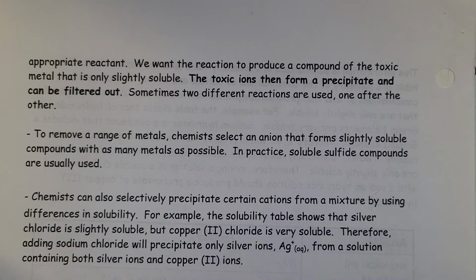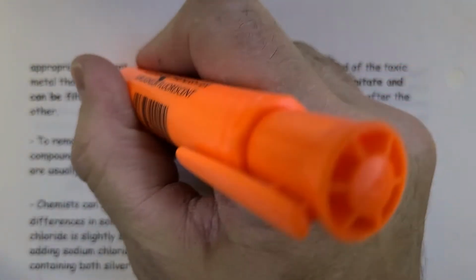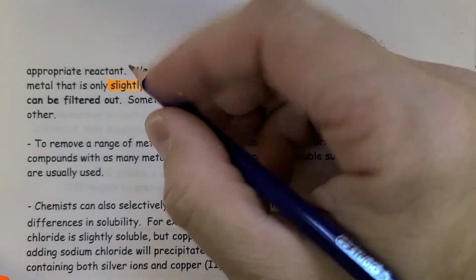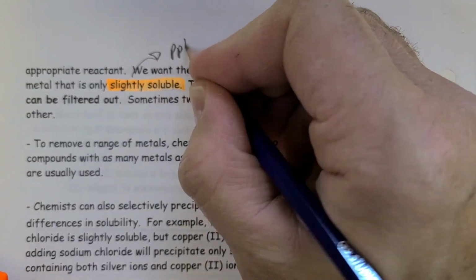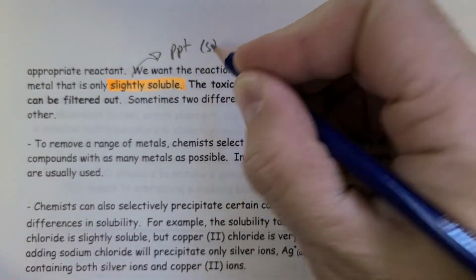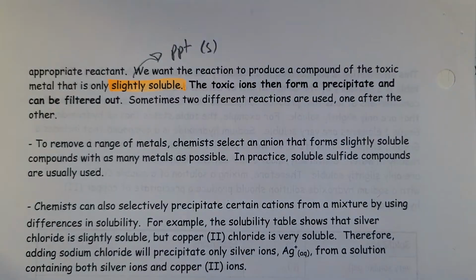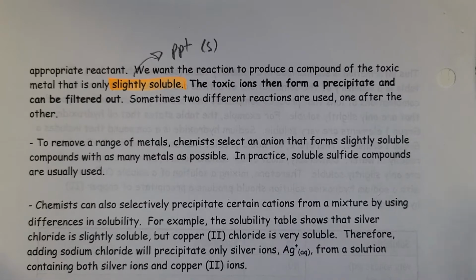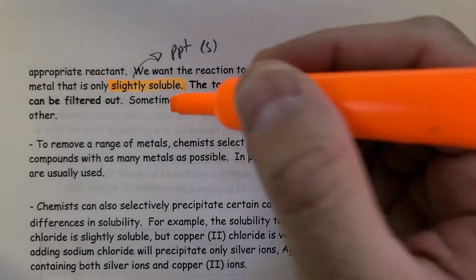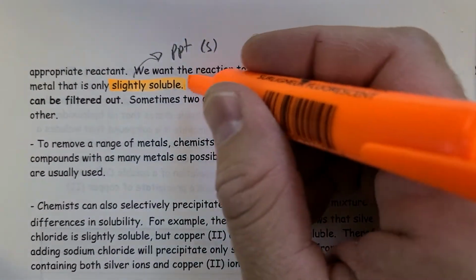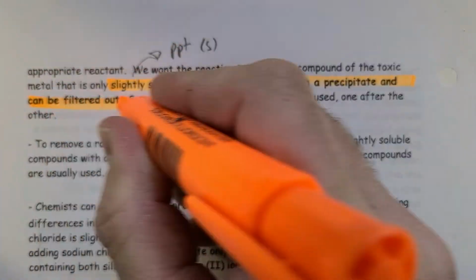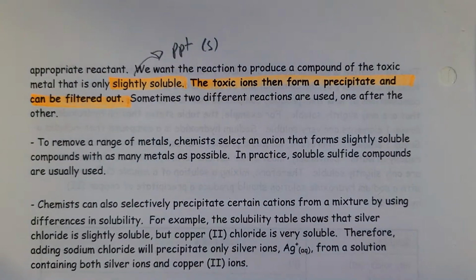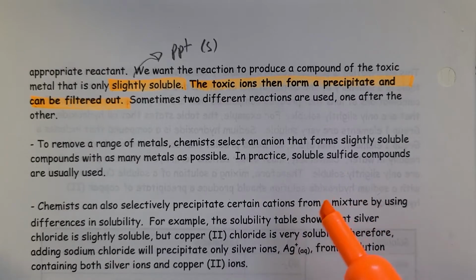We want the reaction to produce a compound of the toxic metal that is only slightly soluble, because slightly soluble means that we will get a precipitate, or in the solid form. So we will get two ions, a positive and negative ion, come together and they form a solid in solution. The toxic ions then form a precipitate and can be filtered out. Sometimes two different reactions are used, one after the other.